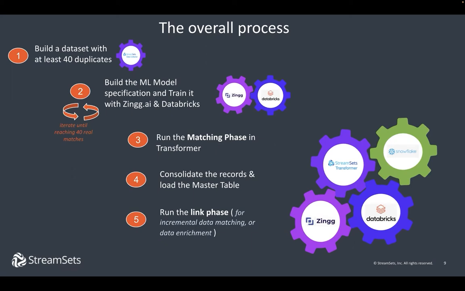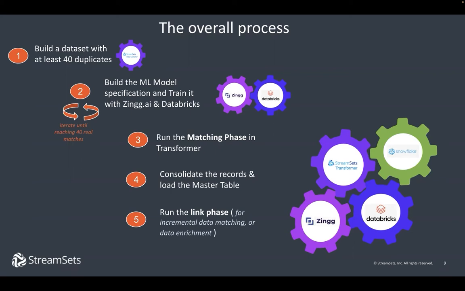The third step, once you're happy and think your model is accurate enough, is to start either the matching phase or the link phase. For deduplication of one or many sources, you can use the match phase as long as you union all the differences within the same pipeline. After that, if you need enrichment from one source to another, it will be the link phase. In this demo, we only use the deduplication for one particular source. After that, we go to step number four to consolidate and create a golden record, if you will, and to initialize our customer dimension in Snowflake.